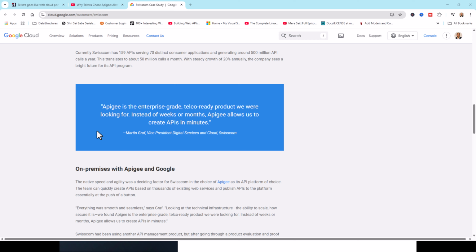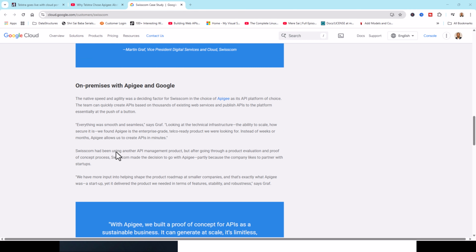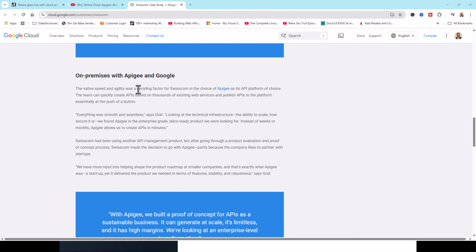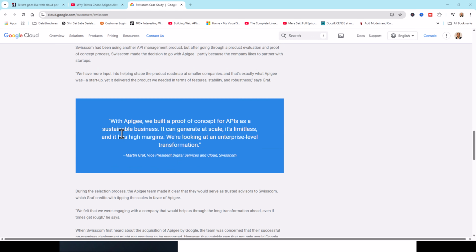Okay, then they further go to say, this Vice President Martin Graf, Digital Services and Cloud, note this carefully. Apigee is the enterprise grade telco ready product we are looking for. Instead of weeks or months, Apigee allows us to create APIs in minutes. So the native speed and agility was a deciding factor for Swisscom in the choice of Apigee as its API platform of choice. The team can quickly create APIs based on thousands of existing web services. Now, they further go on to say this, with Apigee, we built a proof of concept for APIs as a sustainable business. It can generate at scale, it's limitless, and it has high margins.